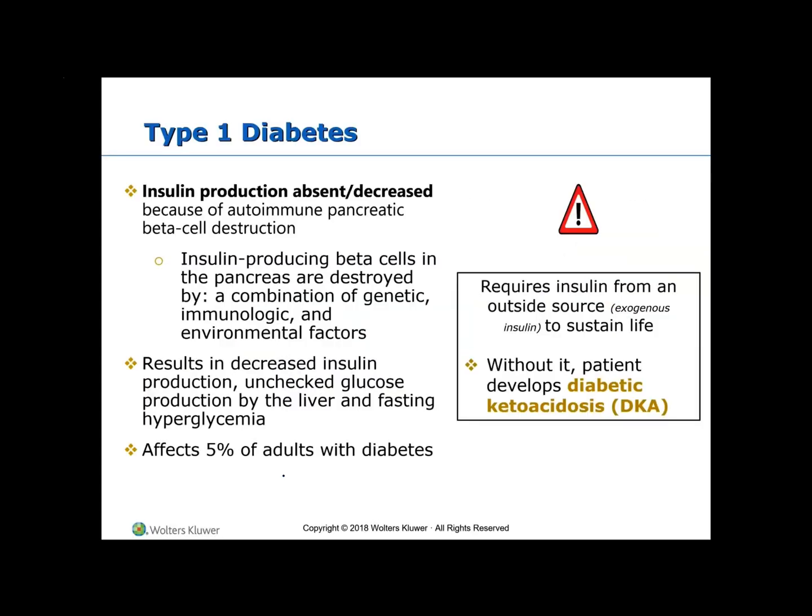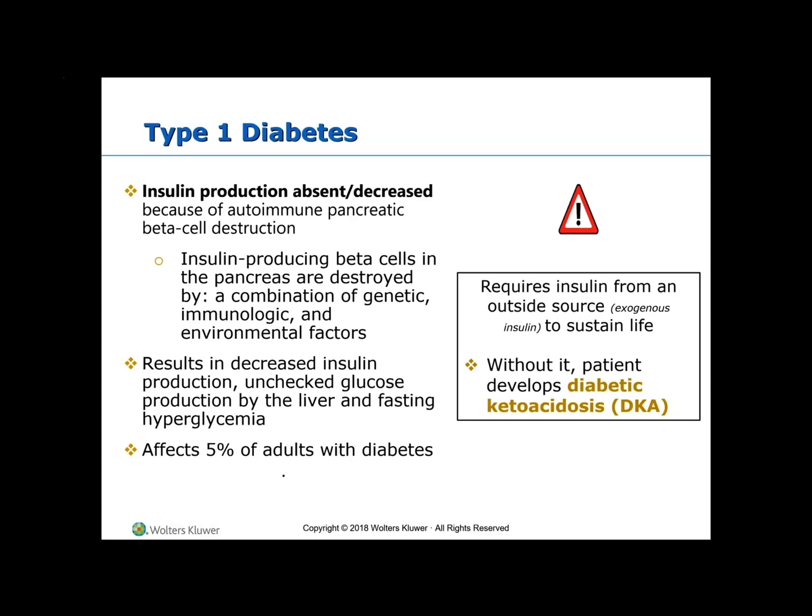Type 1 diabetes is where insulin production is absent or decreased. Basically this is because of autoimmune pancreatic beta cell destruction. So your pancreas is no longer able to produce insulin. This results in decreased insulin production, unchecked glucose production in the liver, and fasting hyperglycemia.